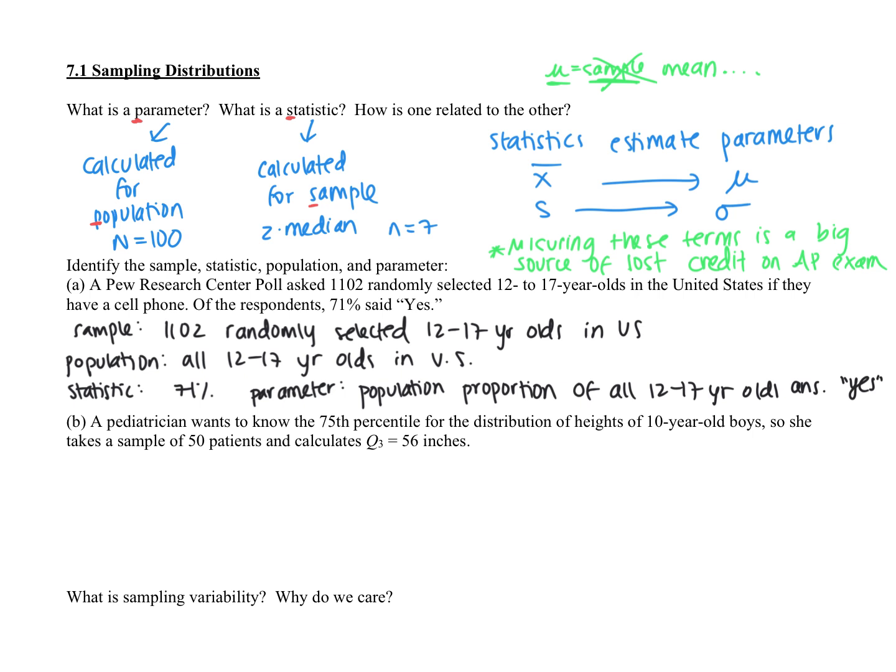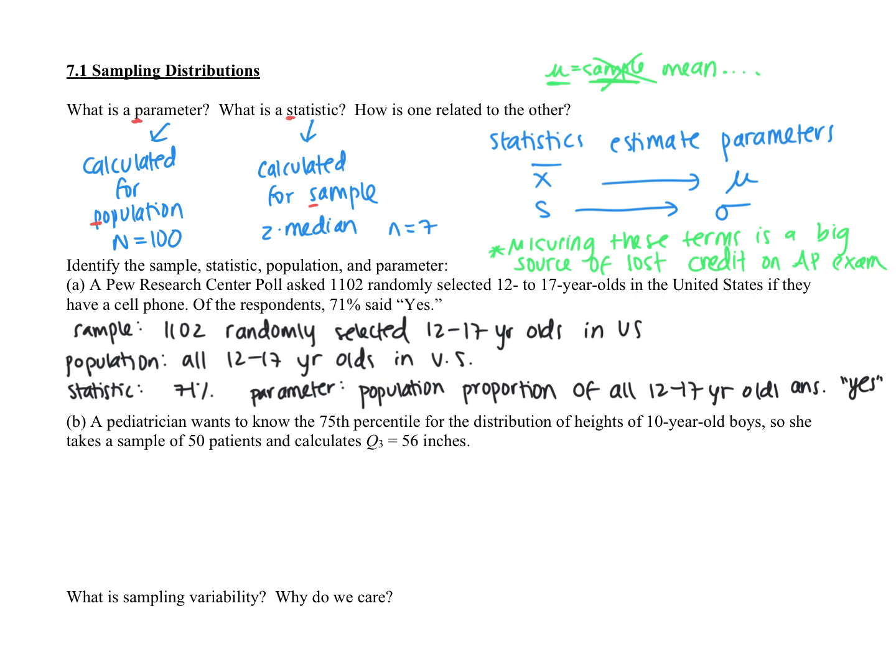Okay. How confident are you that if we actually talked to every 12 to 17-year-old and asked them if they have a cell phone, 71% of all of them would say yes? Do you think it's going to be exactly 71%? Probably not. Just like on all these samples we had on the back board, very rarely did we get exactly 100. We hope it's close, but it's probably not going to be exactly the same.